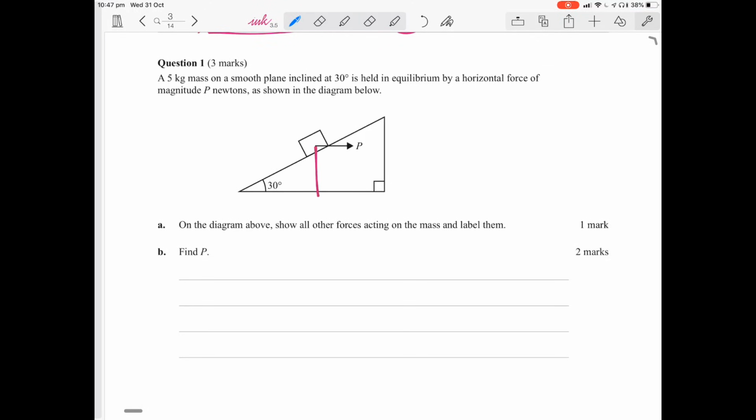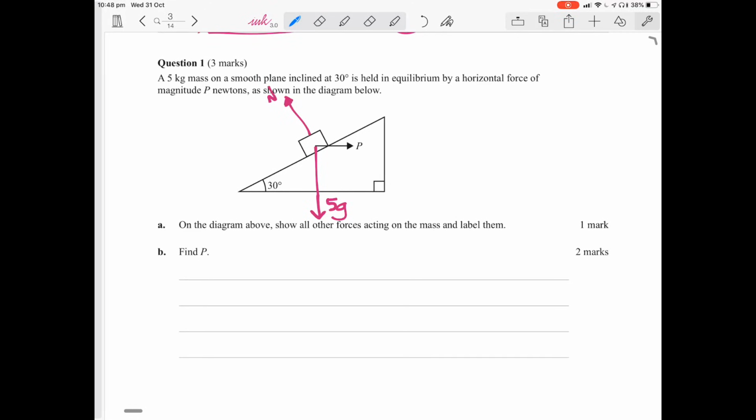Okay, so we've got our weight force, which you can either say is 5G or W. Either one will get you the marks. So we'll say 5G. And then we've got our normal force, which is perpendicular to the plane. Okay, find P.